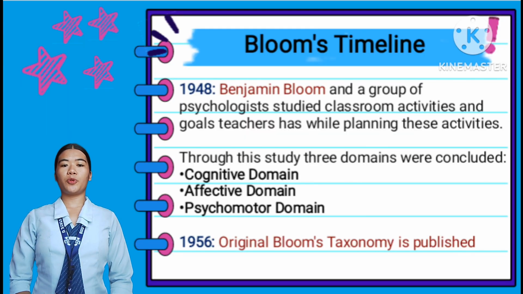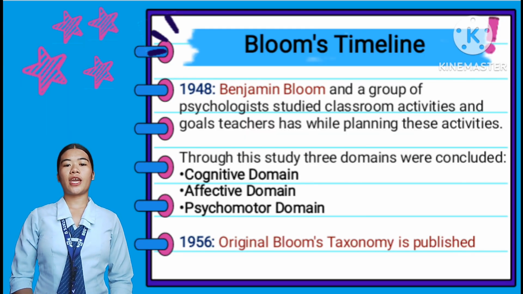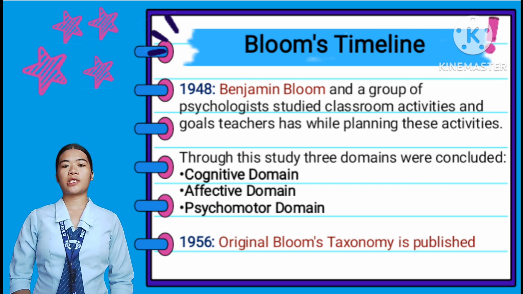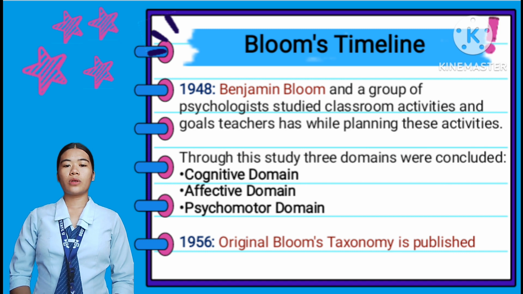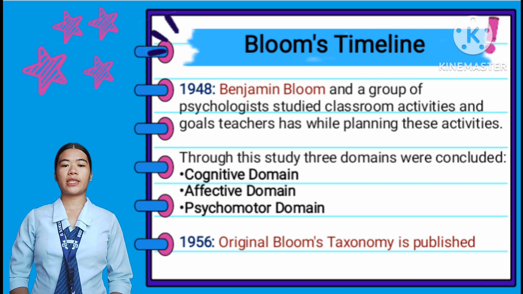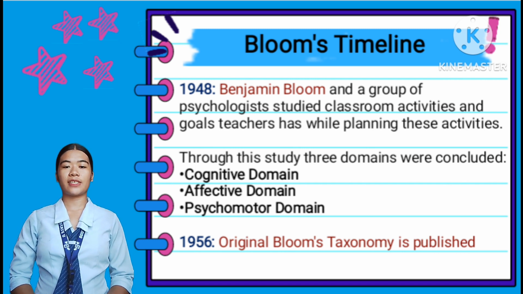So now, let's proceed to Bloom's timeline. In the year of 1948, Benjamin Bloom and a group of psychologists studied classroom activities and goals teachers had while planning these activities. Through this study, 3 domains were concluded: the cognitive, affective, and psychomotor domain. This foundational work culminated in the publication of the original Bloom's taxonomy in the year of 1956.